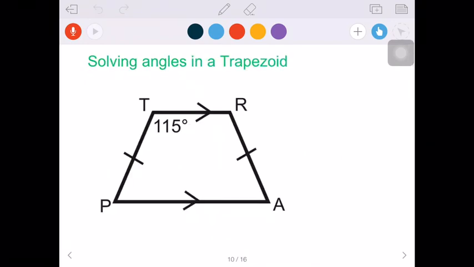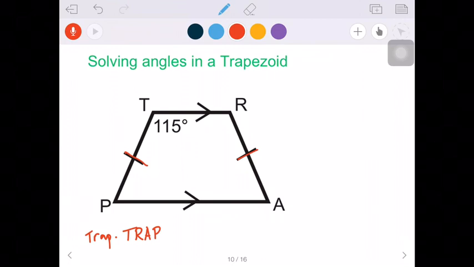Example number 1. Here, you can see the arrow to indicate that they are parallel. And you can see tick marks as well on trapezoid TRAP. So you have trapezoid TRAP. Once again, when you name it, it should be consecutive. So the tick marks tell us that these two legs are congruent. So what kind of trapezoid is this? Alright, you're correct. This is what we call an isosceles trapezoid.